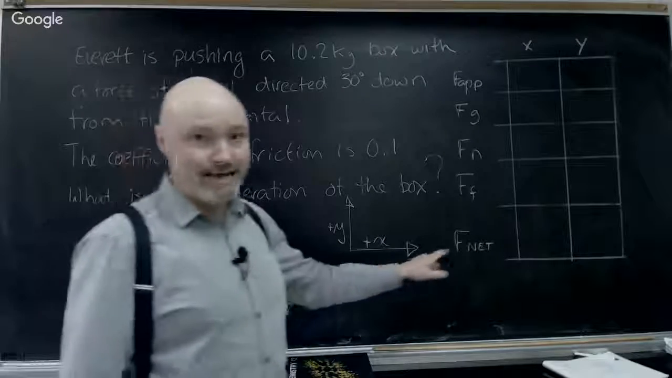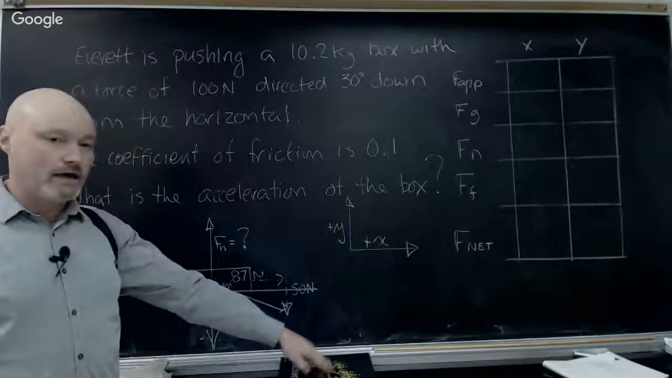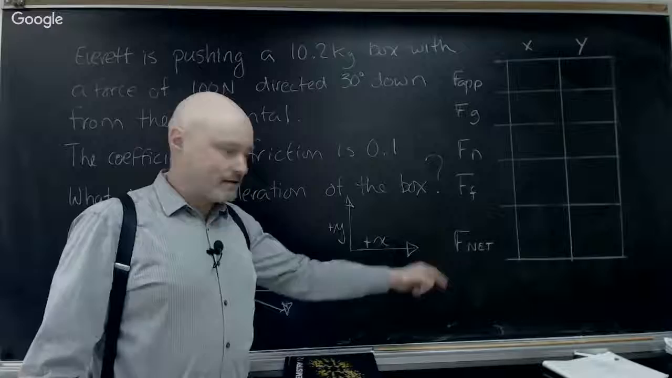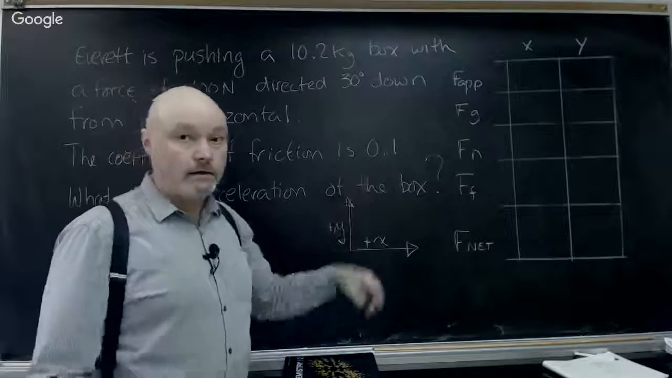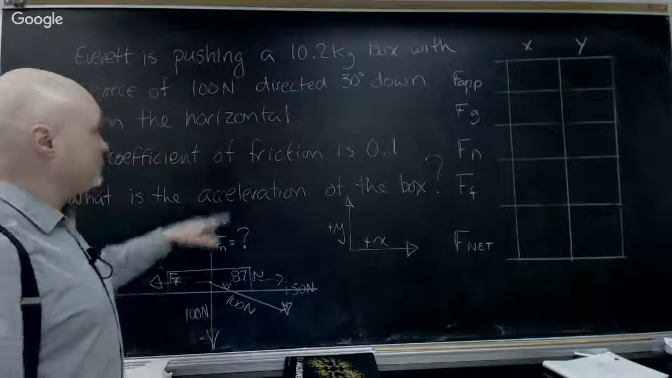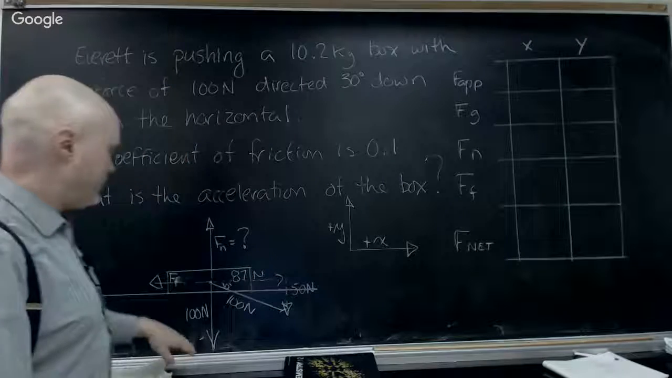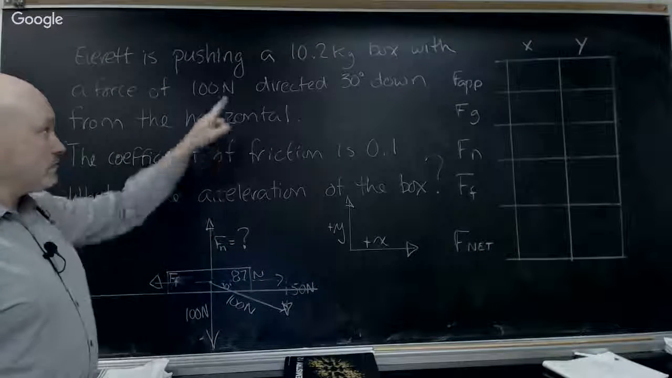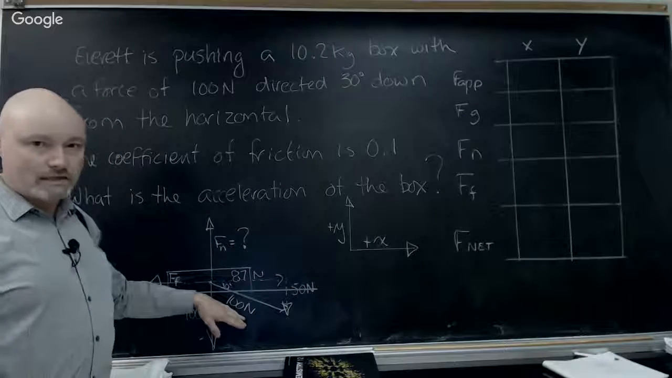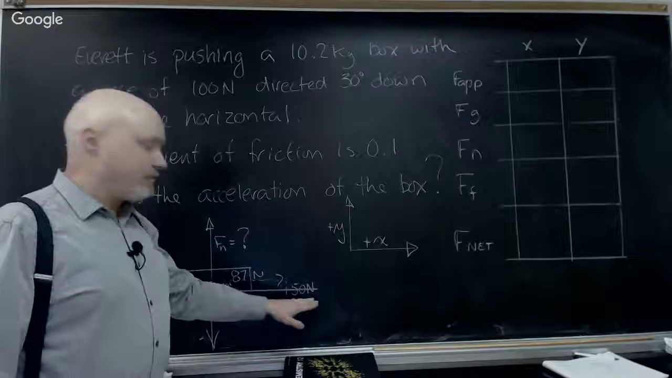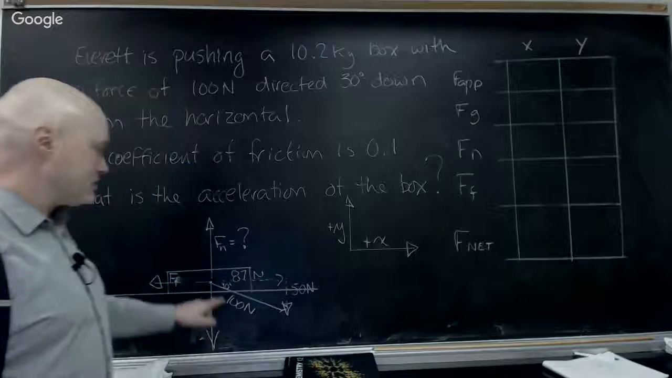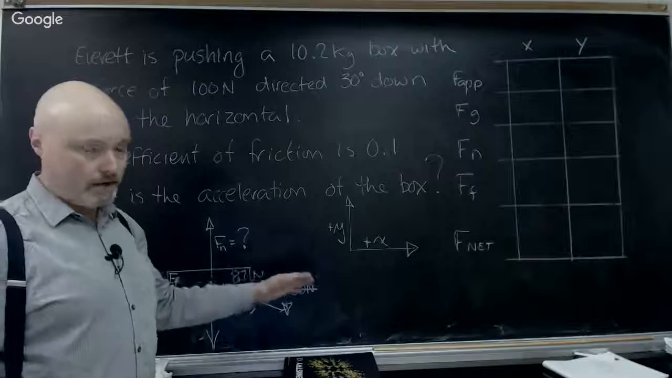So this comes down to one of these F-net problems. So we're going to pretend that I'm pushing it this way, or Everett's pushing it this way. I'm going to define this as positive x. I'm going to define that as positive y. Now, I've done all these calculations, but I think you'll agree that they're not that hard to do. A 10.2 kilogram box has a force of gravity of 100 newtons, 10.2 times 9.8. Handy? I think so. Okay, 100 newtons directed down from the horizontal. 50 newtons, or 100 sine 30, is going to be going into the surface, and 87 newtons is going to be going parallel to the surface.